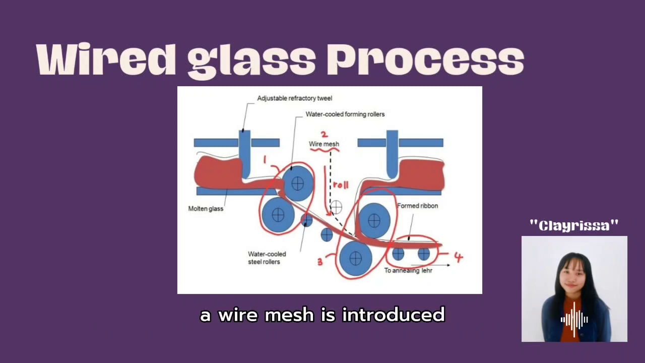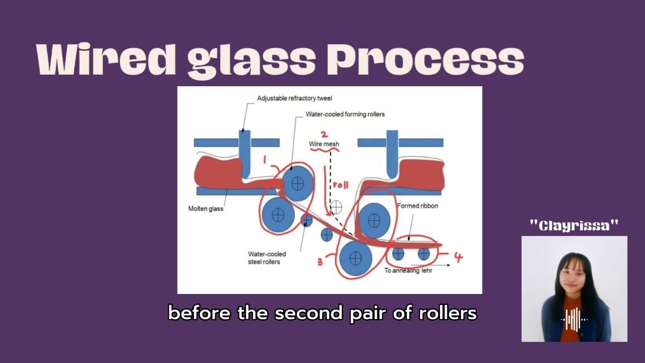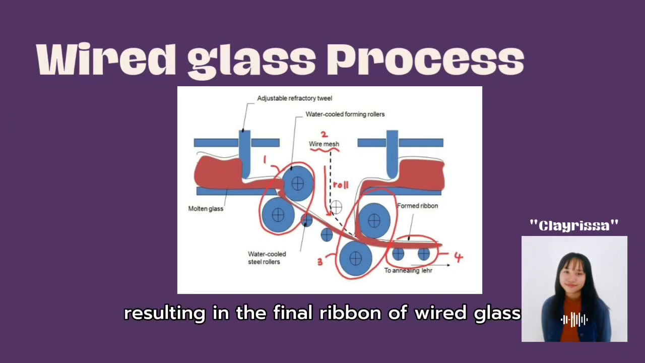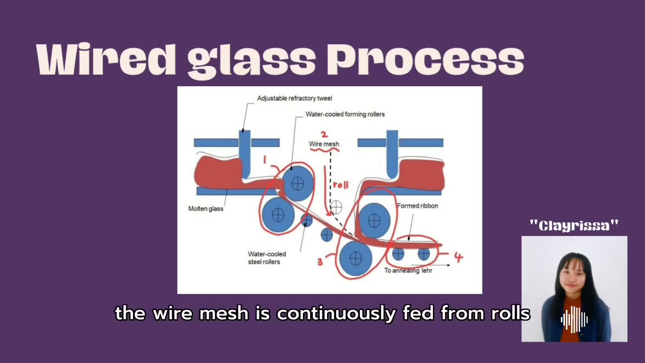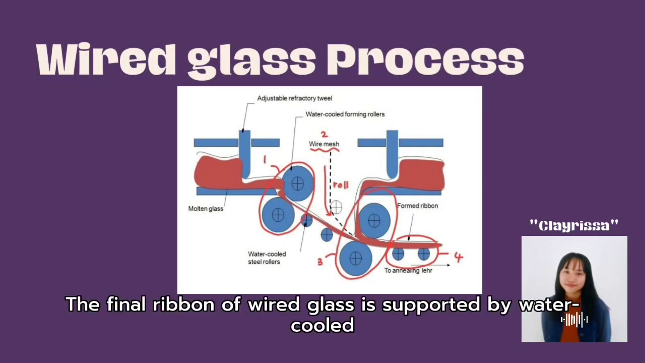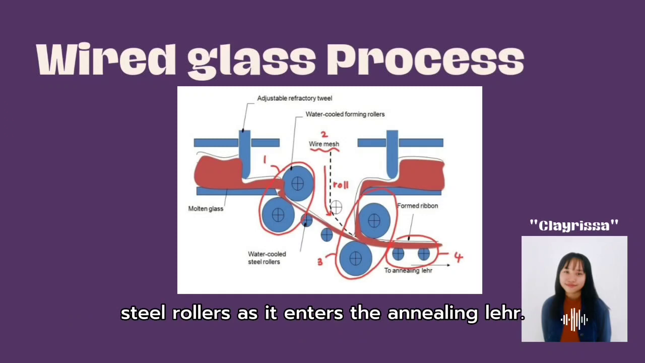A wire mesh is introduced before the second pair of rollers. At the second pair of rollers, the top portion of the ribbon is introduced, resulting in the final ribbon of wired glass. The wire mesh is continuously fed from rolls mounted above the machine. The final ribbon of wired glass is supported by water-cooled steel rollers as it enters the annealing layers.